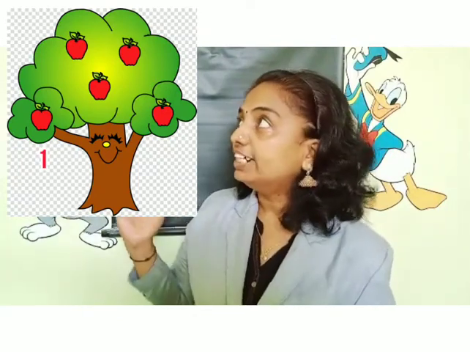For example, here is an apple tree. Let's count how many apples are here. 1, 2, 3, 4, 5. 5 apples. I'm going to take away 3 apples from the tree. Let me take one by one. 1, 2, 3. Let's see how many are remaining. 1, 2. 2 apples. This is subtraction. Children, the terms used in subtraction are take away, remaining, left out.